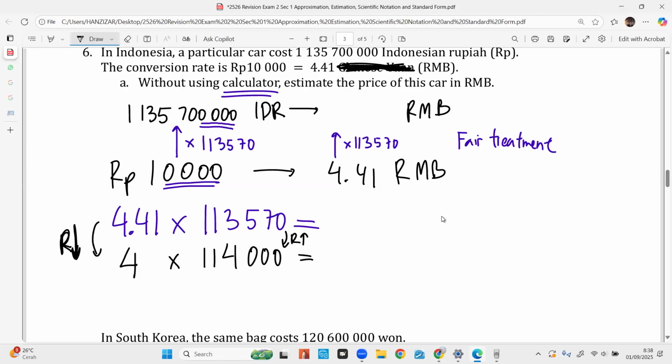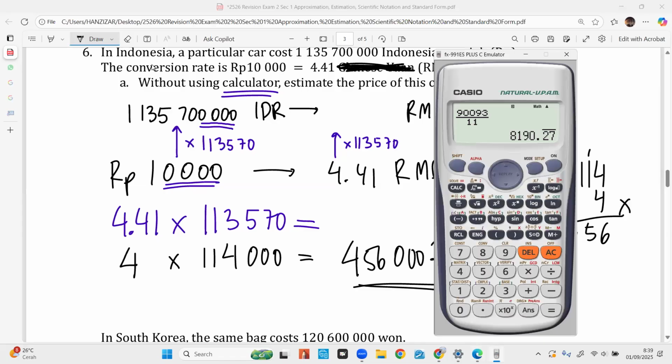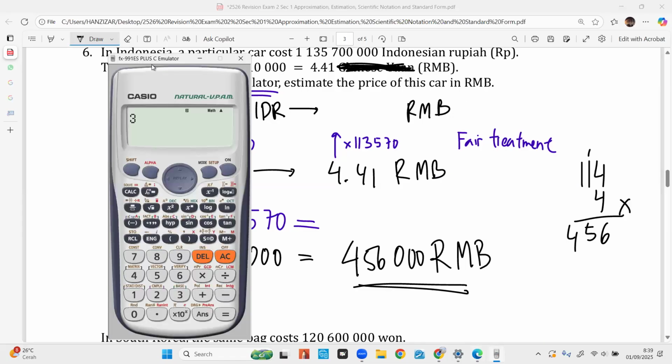Okay, so easy. 114 times 4, do the manual way. 456. It's about 456,000 renminbi. Okay, you do the estimation. How about if it is the real value? Let's check the real value. The real value is 4.41. You multiply by 113,570. See, it's 550,000. If you round to the nearest 100,000, you will still get the answer also.